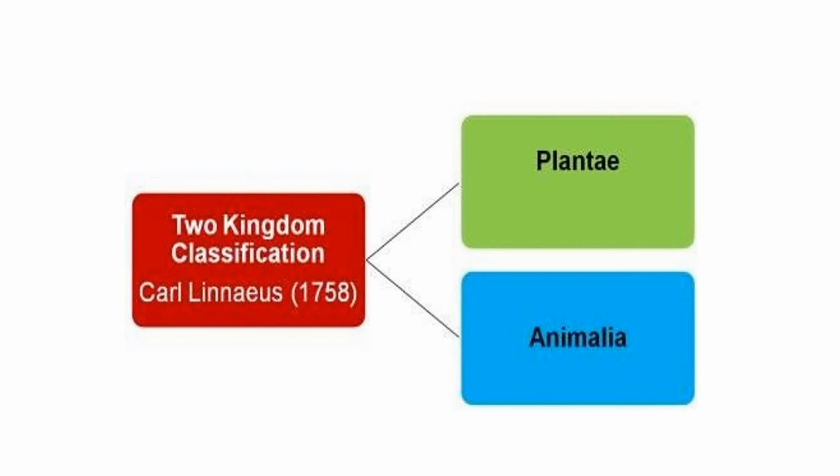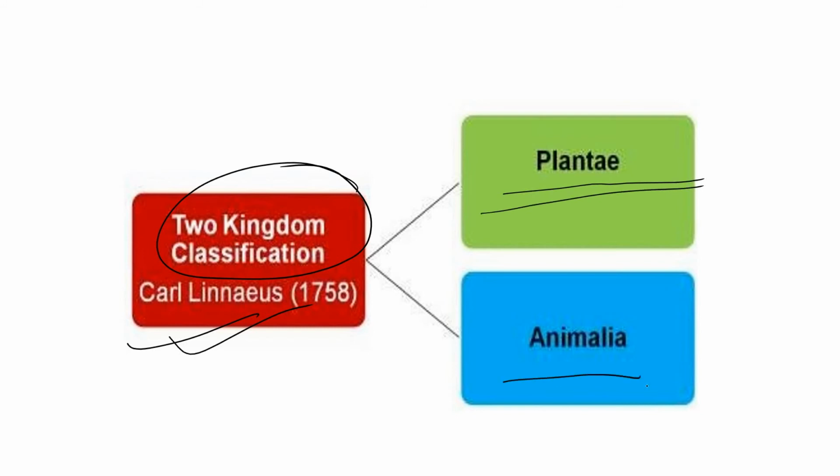So there is the first, two kingdom classification. Two kingdom classification was given by Carl Linnaeus. You have to remember the names of the scientists or the researchers of the classification system. So two kingdom classification was given by Carl Linnaeus, and he classified all sorts of organisms into two parts. One is Plantae and Animalia. Plants and animals. Okay, simple.